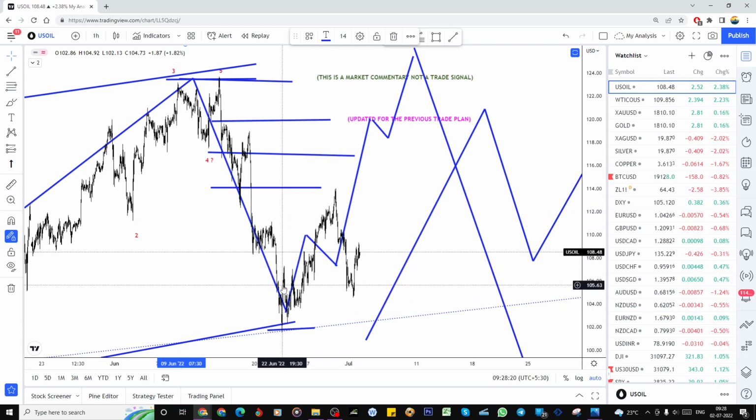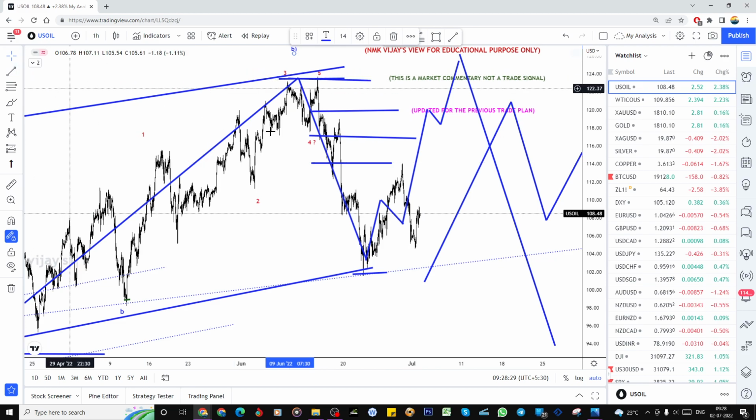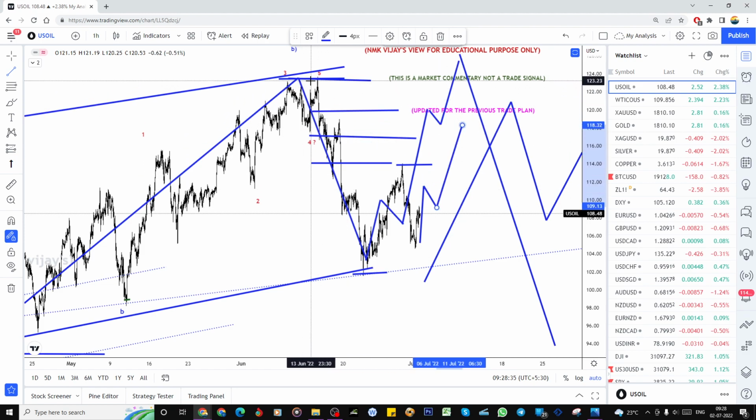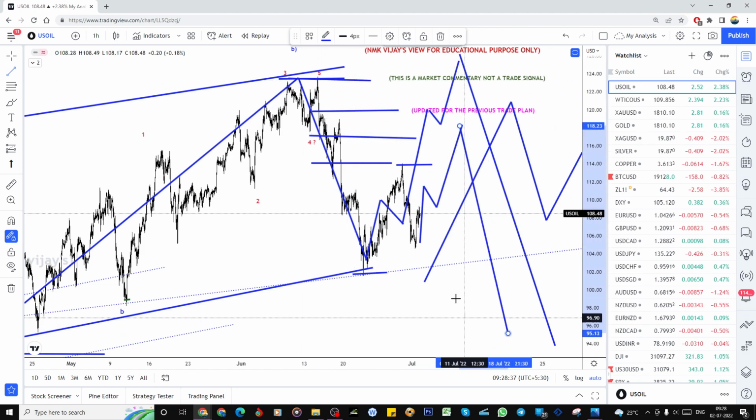It is not looking like 1, 2, 3, 4, 5-way structure. It is not looking like 5-way structure. So this is the 3-way structure. Again there is a 3-way structure. Once it breaks this one, and if we get some structure pattern like this, making this as a stop loss, looking for the target below this.